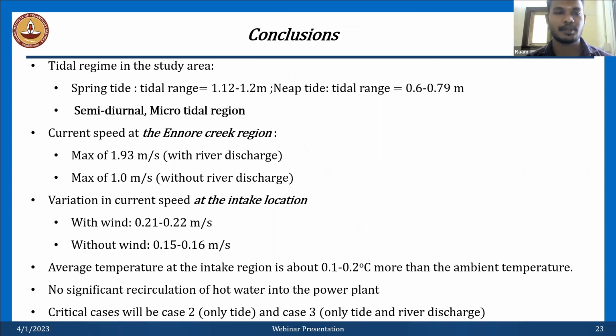These are the conclusions. The spring tidal range on our Indian coast is in the range of 1.12 to 1.2 meter, which is not that high a tidal range. Only in Kanyakumari can we observe the 5-meter range. The maximum tidal range in the world itself is 6 meter, but in Kanyakumari we will observe 5 meter. And the neap tidal range is around 0.6 to 0.79 meter. Our Indian coast is a semi-diurnal and micro tidal region. If the tidal range is less than 2 meter, we call it a micro tidal region.